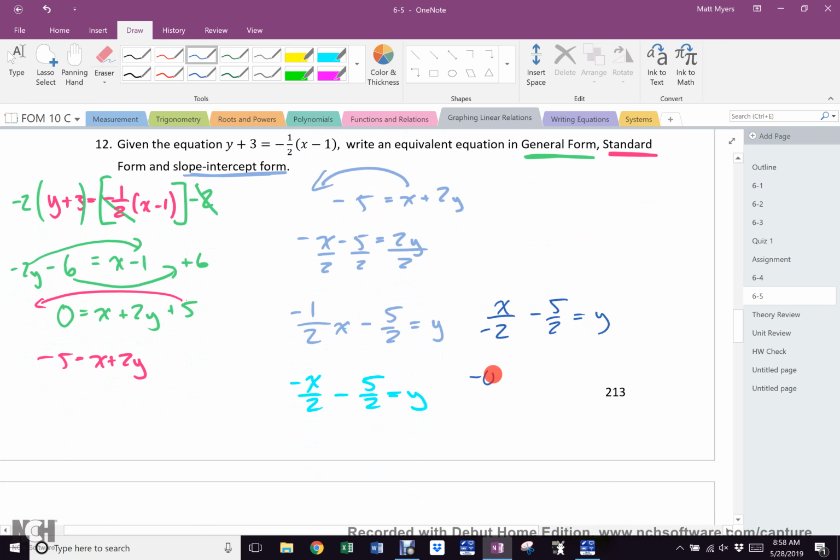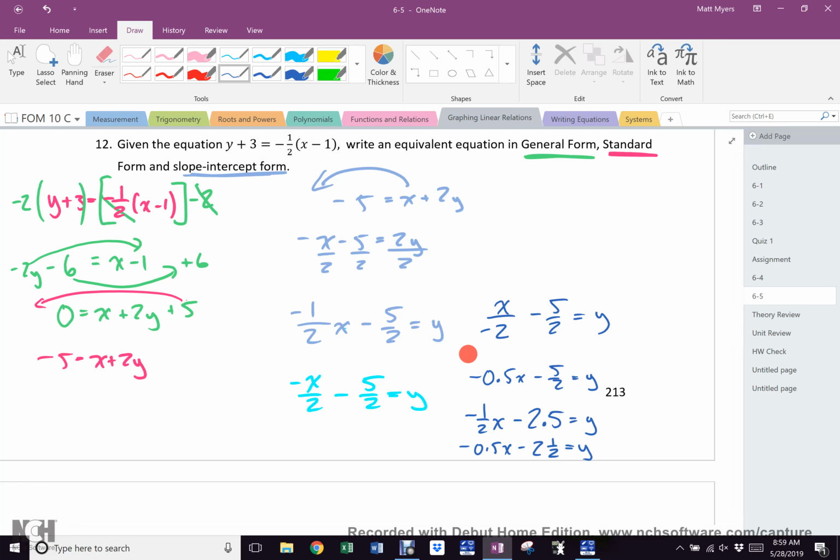Is this one okay? Is that okay? Yep. Is this one okay? I'm running out of blues. Is this one okay? Yeah, because what's 5 divided by 2? It's 2.5, isn't it? Is this one okay? Is that one okay? Yes. Could I do a bunch more here? I could, but I'm out of room. What's the point I'm trying to make? There's many ways you could write it, and just because it's not written the way you see it, it might have the same information. You have to be ready to deal with it. Is everybody good?